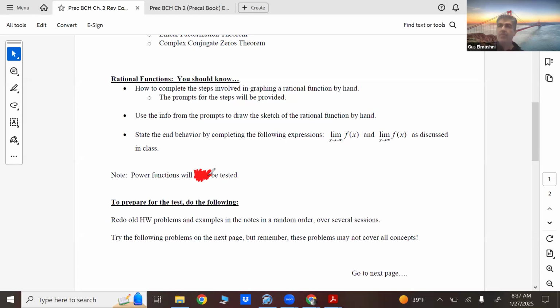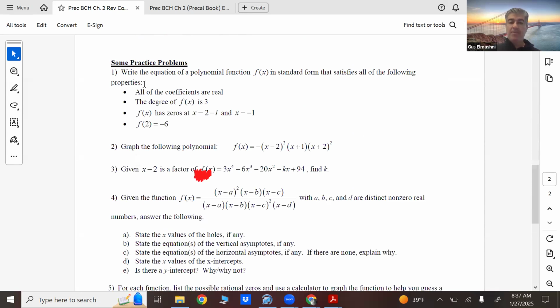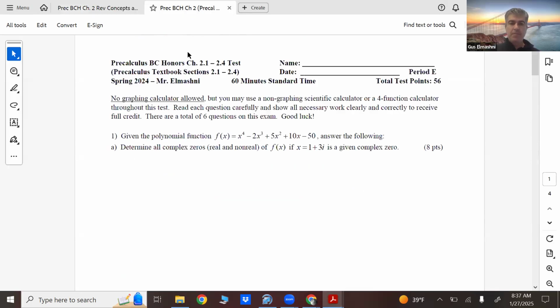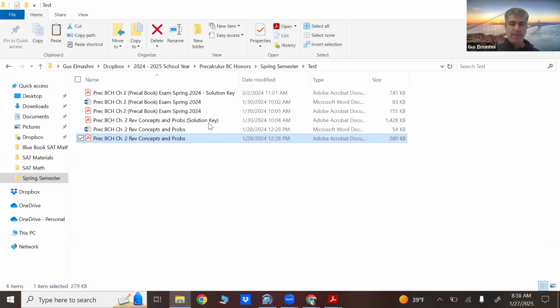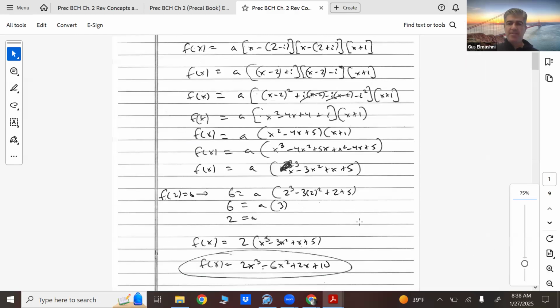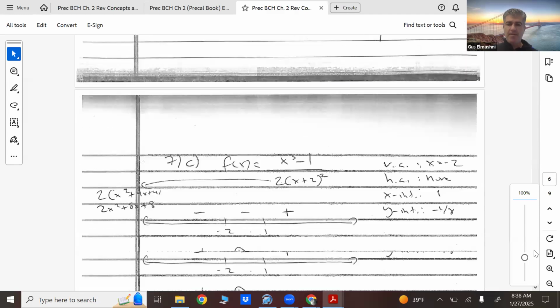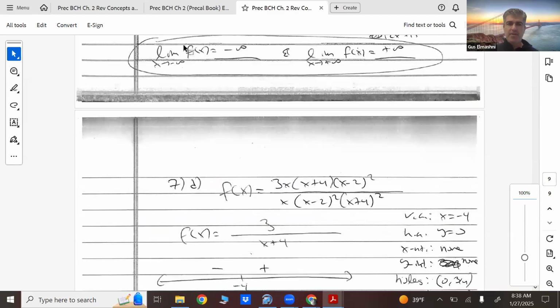To prepare, look at the old homeworks. That's a good idea. The next page has good practice problems. I'm going to produce more problems for you guys as well. So some practice problems are good to do. I also have the answer key for this as well, which I think is right here. This is all up in Schoology, by the way, the answer key. These are my answers. So the handwriting's not as nice, but I believe all the answers are there. So all should be there.